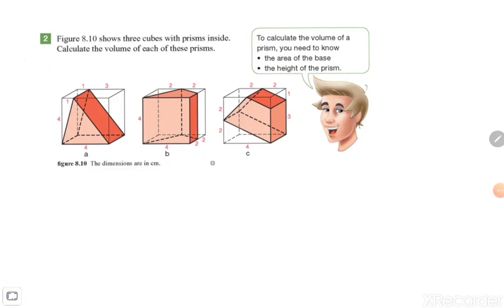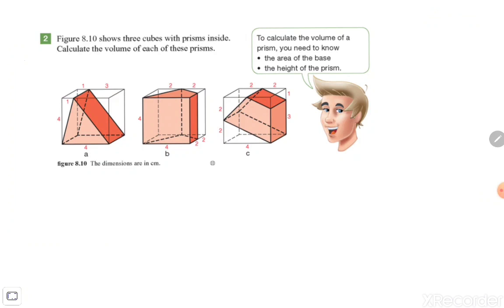Alright, ladies and gentlemen, here's an explanation about exercise 2, where you need to calculate the volumes of the prisms. And the extra information they gave you is that the prisms are in a cube. So if you know one length of the cube, you know all of them.